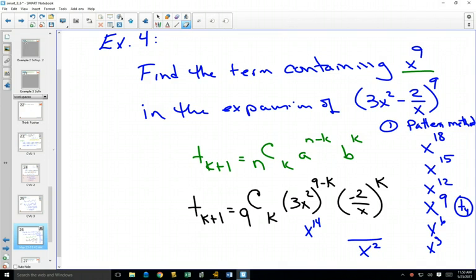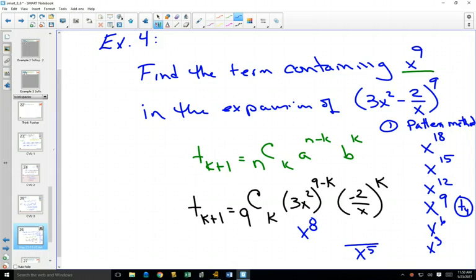Related to the pattern method is sort of a trial and error method. You pick a value of k. You say to yourself, I'm going to say k is 5. If I start with k is 5, this exponent here will be 9 minus 5, which is 4. That will give me x to the 8 here, and this will be a 5, giving me x to the 5 on the bottom. That simplifies to be an x to the 3.